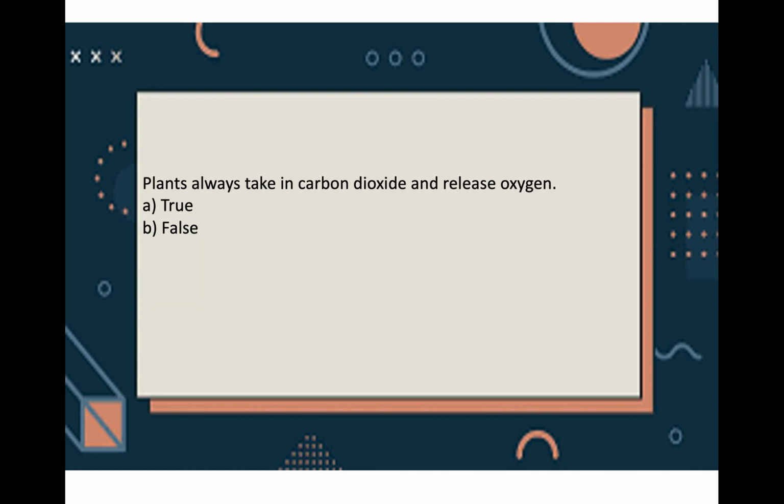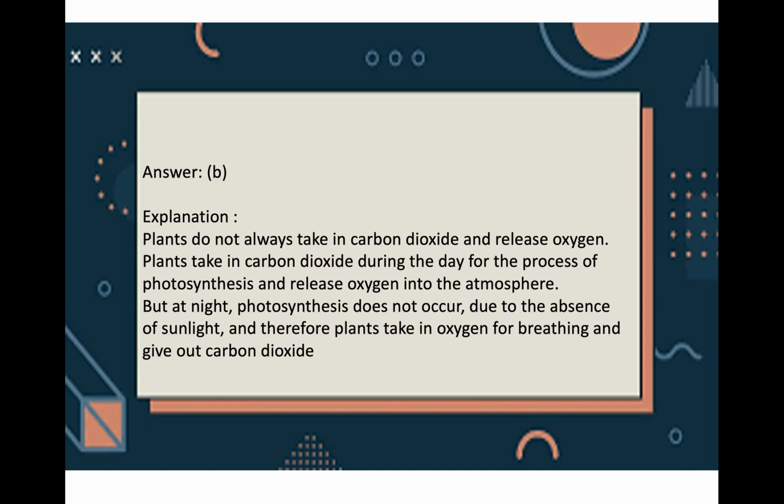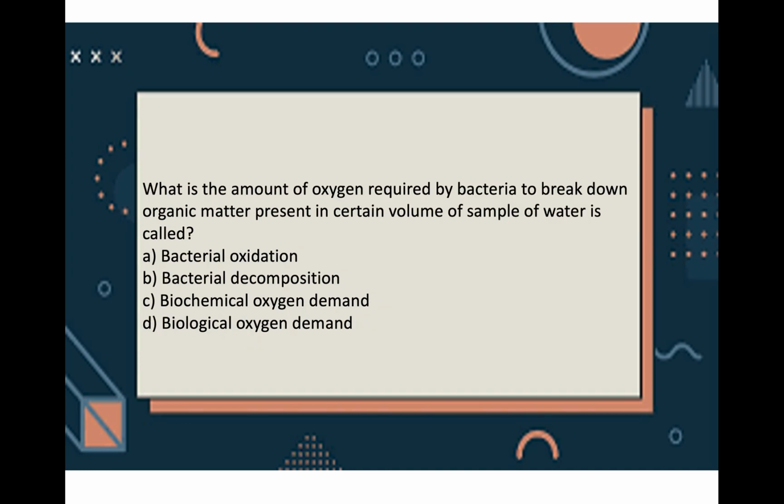Next question, plants always take in carbon dioxide and release oxygen. True or false? Answer is false. Why do plants not always take in carbon dioxide or release oxygen? During the day, in the process of photosynthesis, plants take in carbon dioxide and release oxygen into the atmosphere. But during night, when there is no photosynthesis due to absence of sunlight, plants take in oxygen for breathing and give out carbon dioxide. Just remember that.